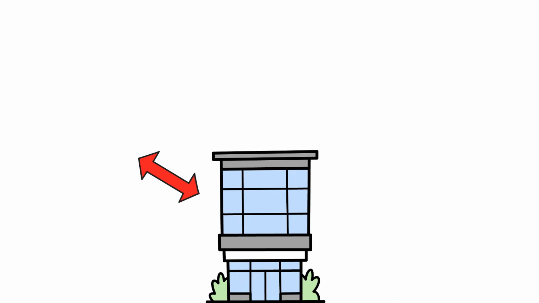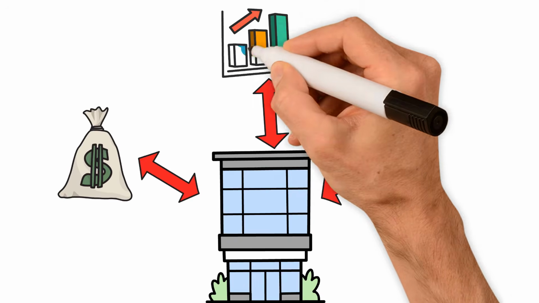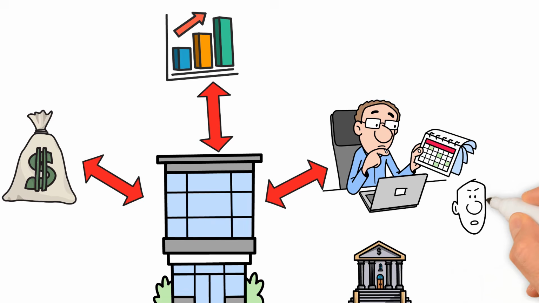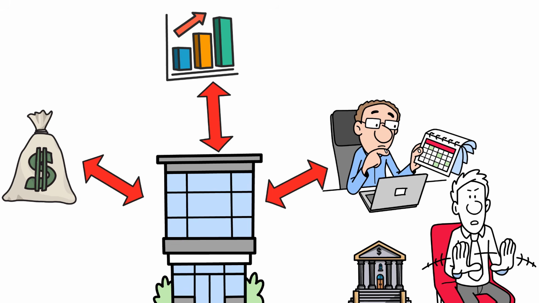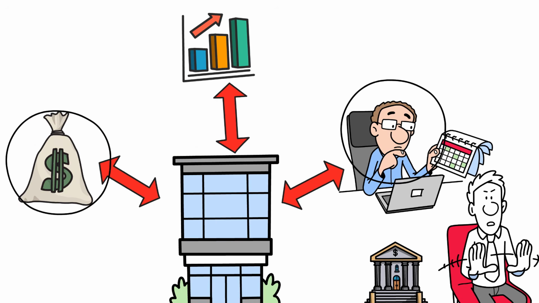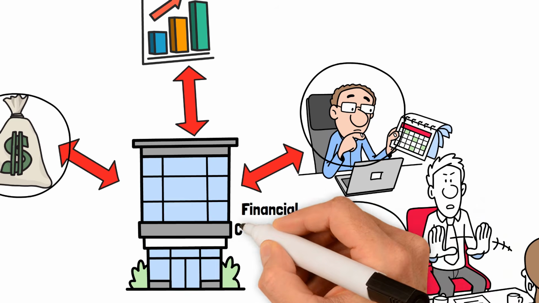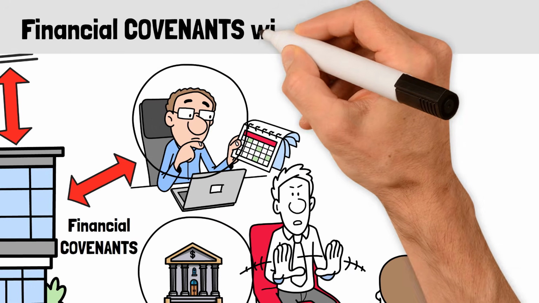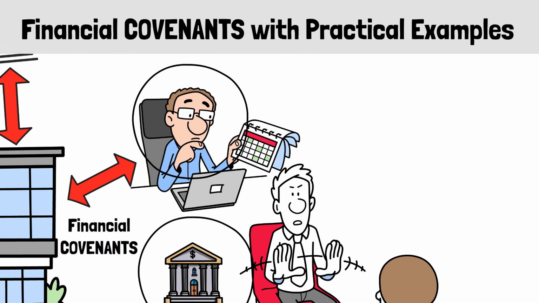Your business can be profitable, sales can be growing, and money can still feel tight. Even worse, the bank can suddenly stop supporting you. This is where most beginners get confused. They think profit is everything, but banks think differently. Banks care about financial covenants. In this video, you will learn financial covenants with real, practical business examples.